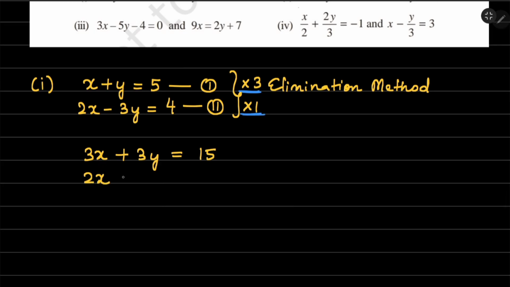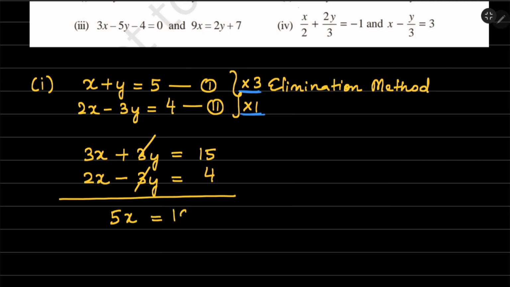So the second equation is 2x minus 3y is equal to 4. Now just add them up. So when you add them, plus 3y minus 3y gets cancelled. Just adding 3x plus 2x is 5x is equal to 15 plus 4, 19. So x is nothing but 19 by 5.